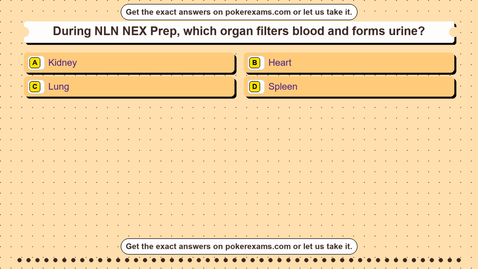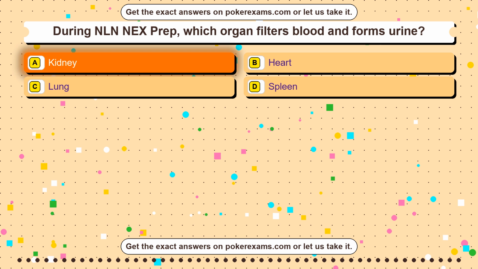Question 1. During NLN NEX Prep, which organ filters blood and forms urine? Option A kidney. Option B heart. Option C lung. Option D spleen. The correct answer is option A.